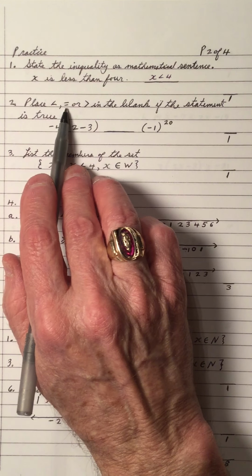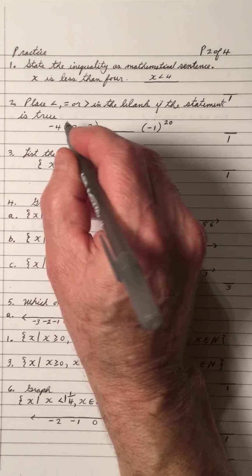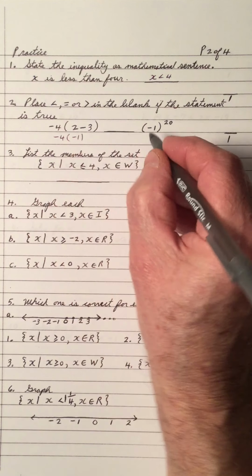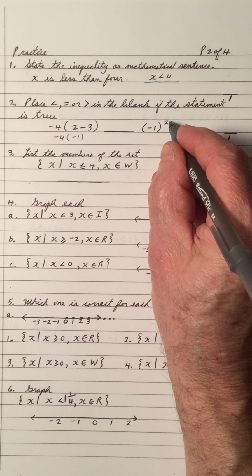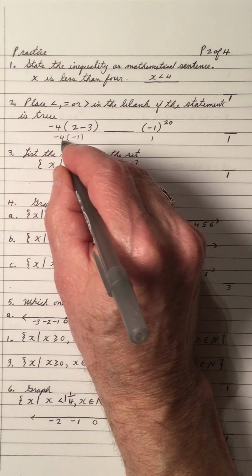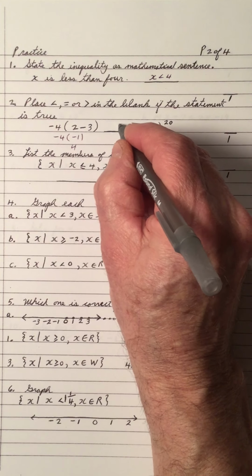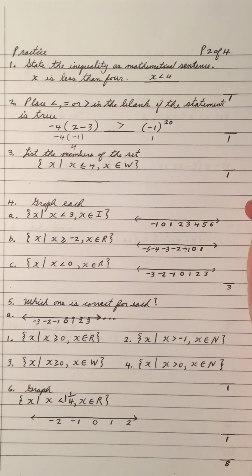Place less than, equal to, or greater than in the blank if the statement is true. So we have to do BEDMAS. We work out the inside of the brackets first to get a -1. And a -1 to the 20th power. A -1 to an even power is 1. So when we multiply here, we get 4. And 4 compared to 1, 4 is greater than. Give yourself a mark for each of these if you're right.